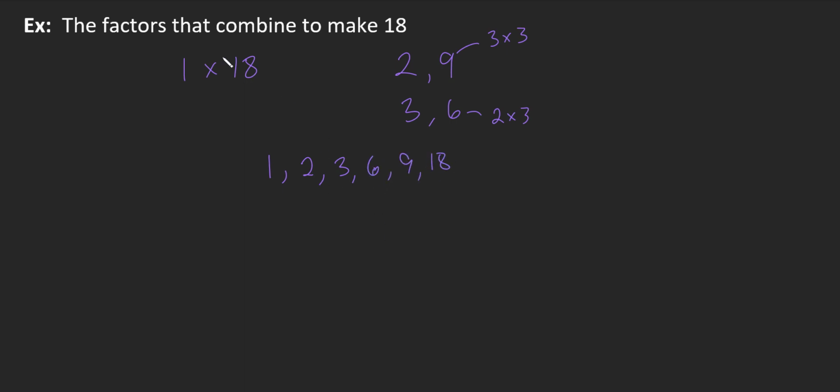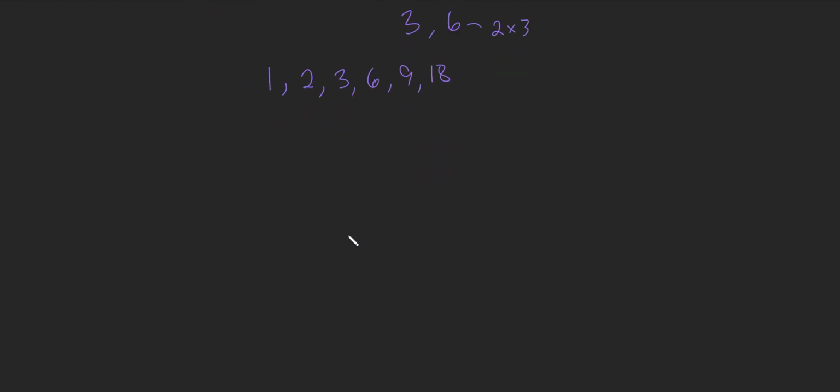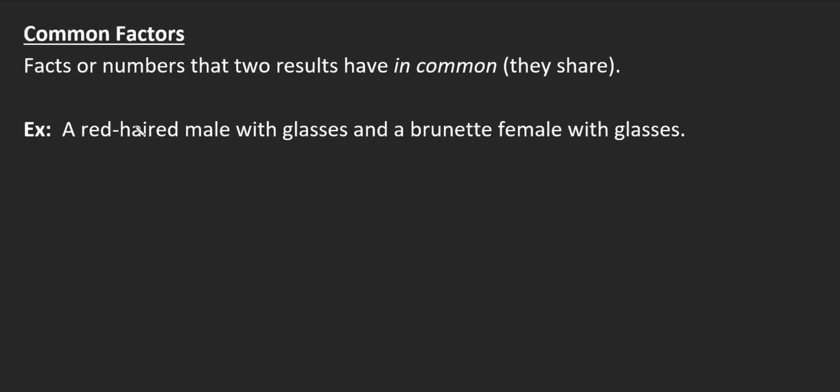So what we're going to be doing is we're now going to talk about what if there are two numbers, how do we compare their different factors? But first, we got to talk about the real life scenario, the comparison to real life. So if we talk about common factors, that's a fact or a number that two different results have in common. It's something that they share.